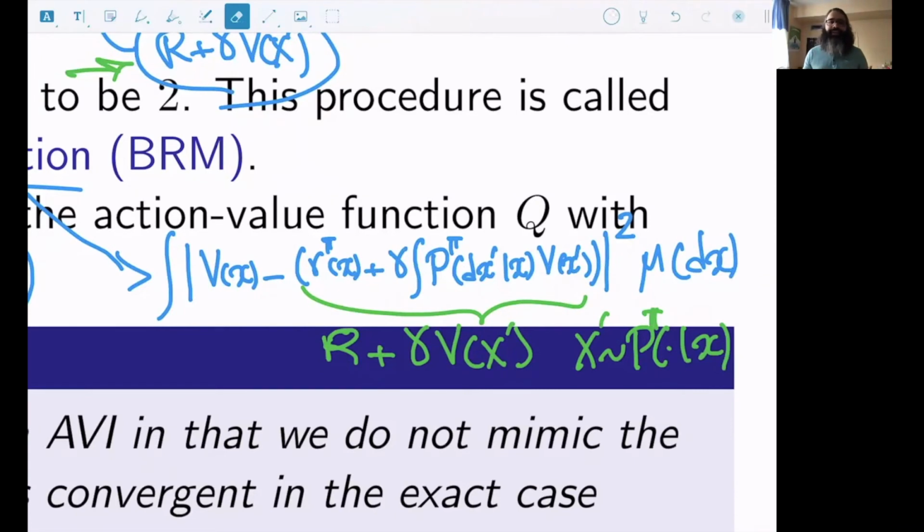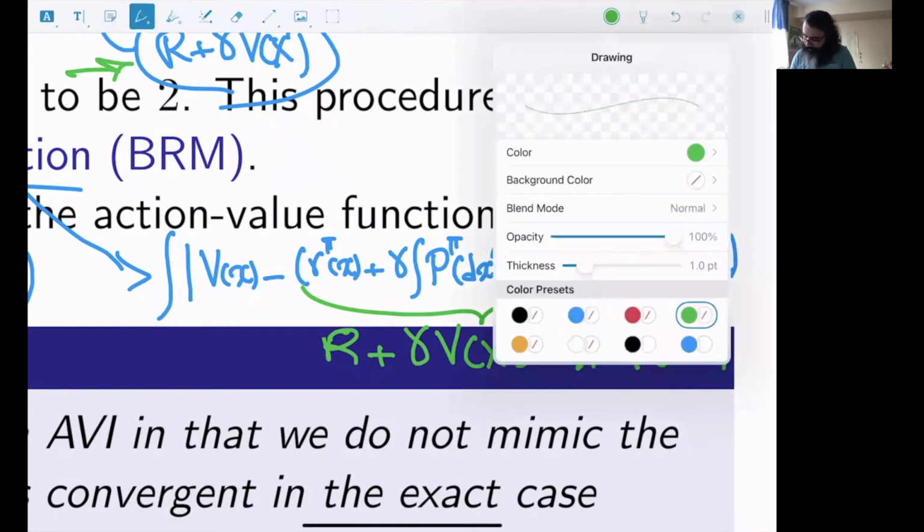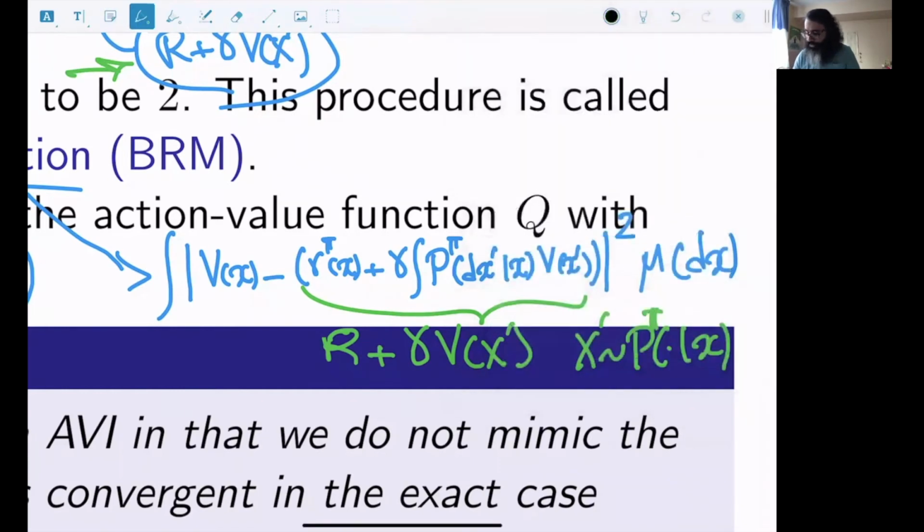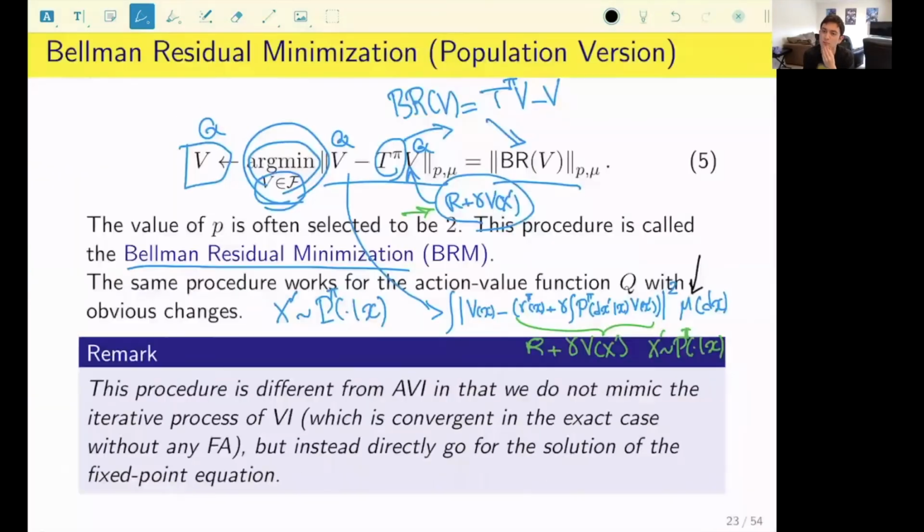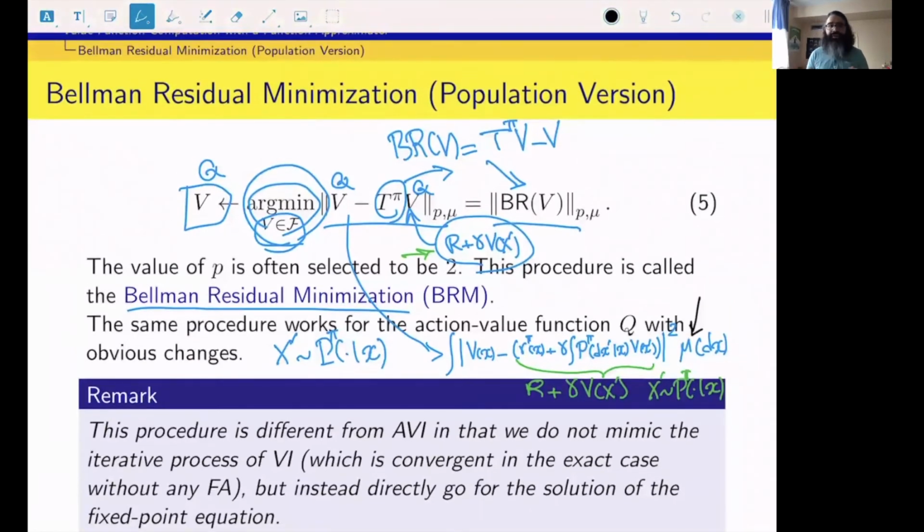You will see that later when we convert this to an RL algorithm: instead of mu, we will have a bunch of data points coming from the state space, and instead of x primes, they would be the next state after each of those points. Okay, yeah, so that's a good question. It just requires some expansion. All right, any other questions?